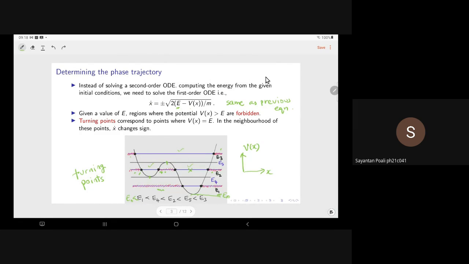I was asking for E4. For E4, it does, with the tangent line meets the curve. If we place a particle at that point, yeah, we'll discuss that later. What happens there? If it is at that point, it will remain at that point forever, because E equal to V of x. So x dot will be 0.